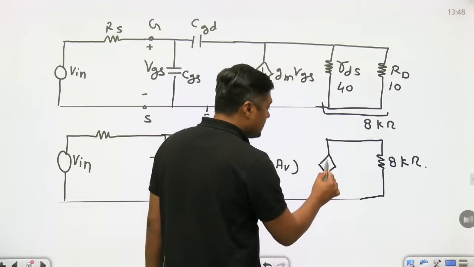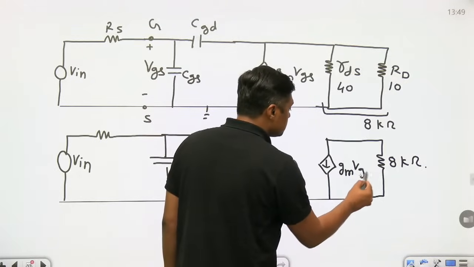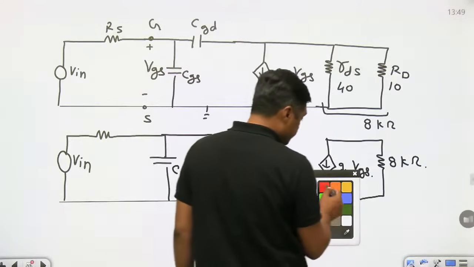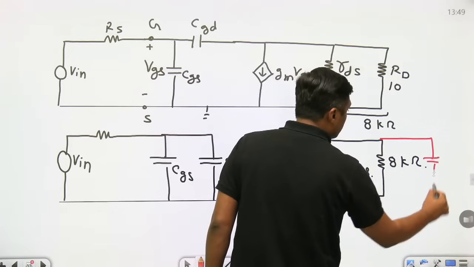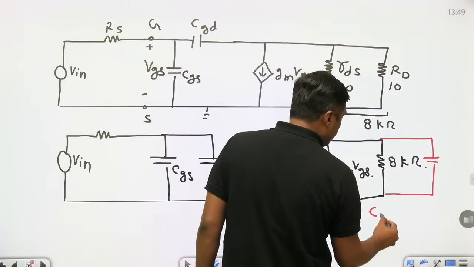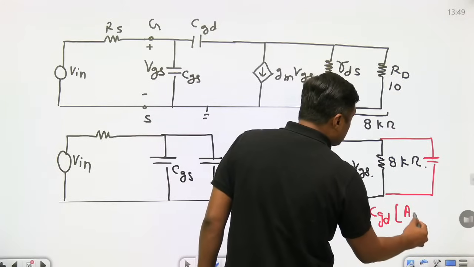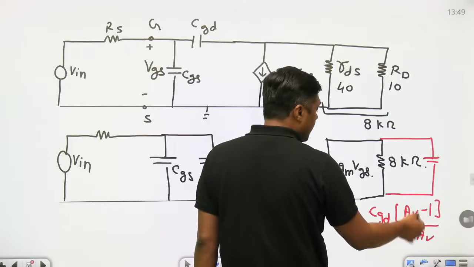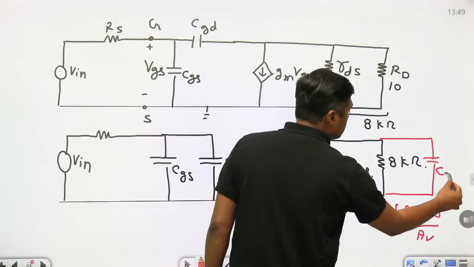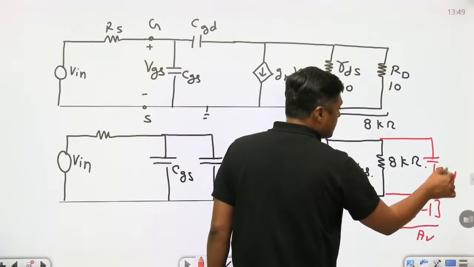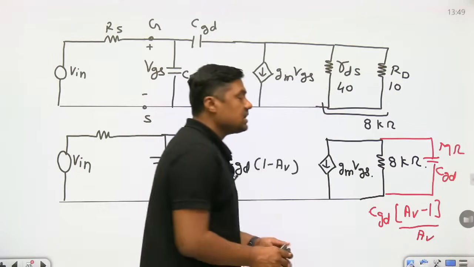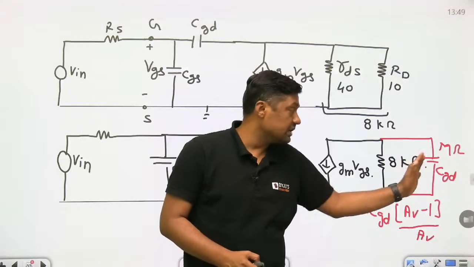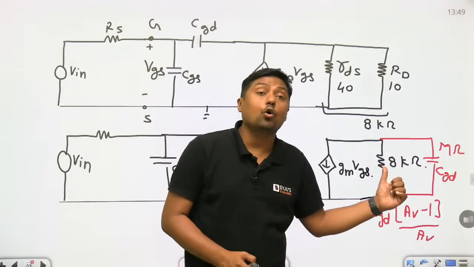And that is called gm VGS. When we apply Miller's theorem, one capacitance will come here, and the value of that capacitance will become CGD times AV minus 1 upon AV. AV is very large, so it is nearly equal to CGD. But what is the impedance because of the CGD? It is in the range of mega ohm. That's why we are neglecting it, and we are considering only the 8 kilo ohm resistor.